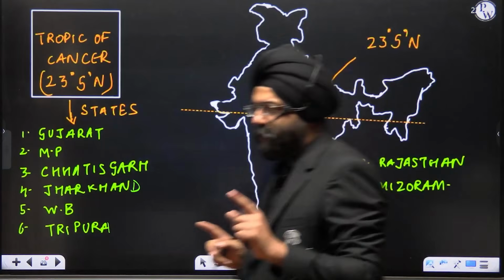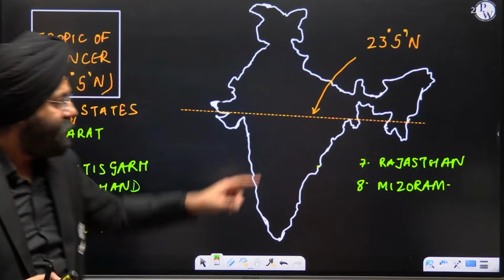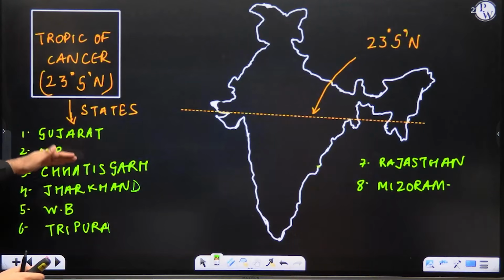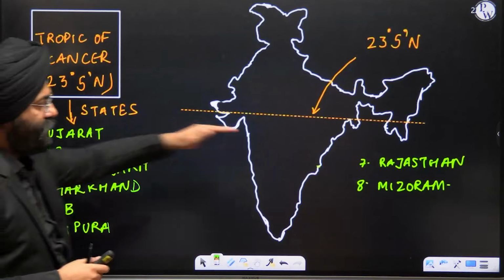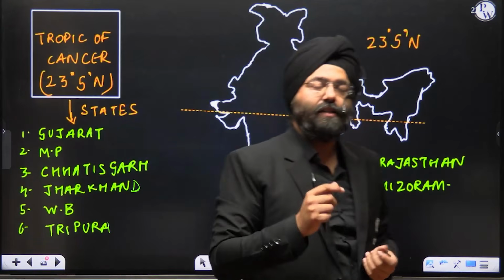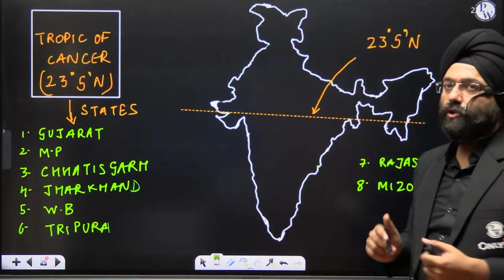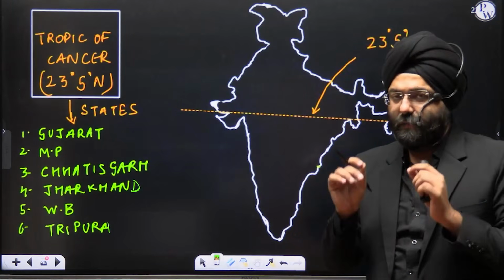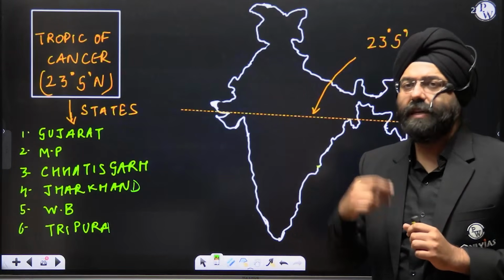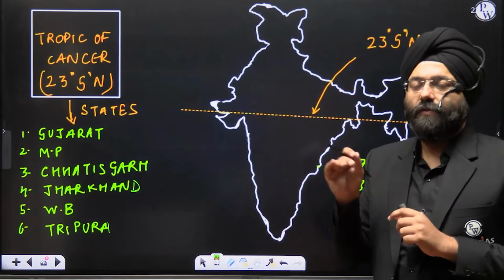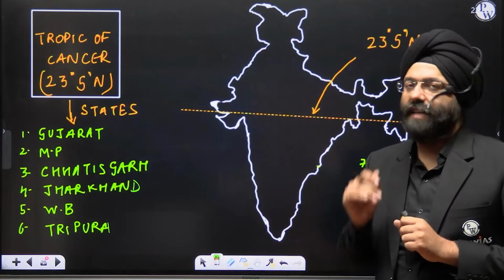So what is the number of states which are being cut? That is 8: Gujarat, Madhya Pradesh, Chhattisgarh, Jharkhand, West Bengal, Tripura, Rajasthan, and Mizoram. These are the states which are being cut by 23 degree 5 minutes north, that is the Tropic of Cancer. Now this is basic knowledge that you should have. Questions have been asked previously also, directly and indirectly. This becomes very core or important for your examination.